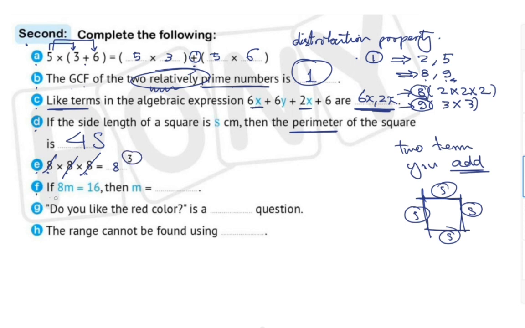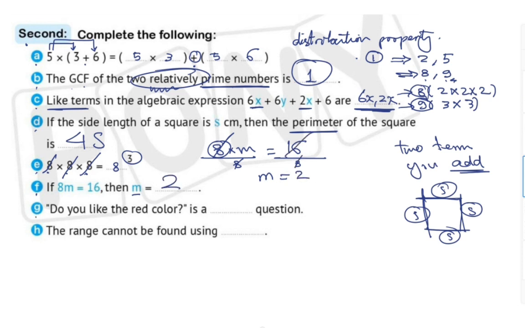Next point, if 8m equals 16, then m equals what? You have an equation, 8m equals 16. Do you need the value of 8m or just 1m? Just 1m. So I need to get rid of this 8. Here we have multiplication of the variable by a number, so I will use division by this coefficient on both sides. So 8 over 8 equals 1, so you have 1m. 16 over 8 is equal to?